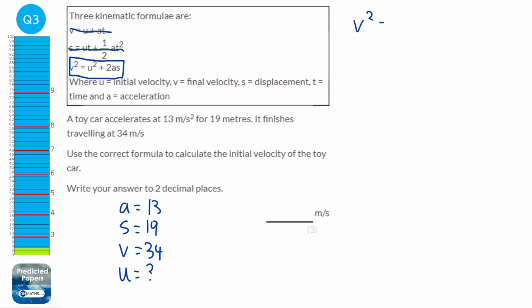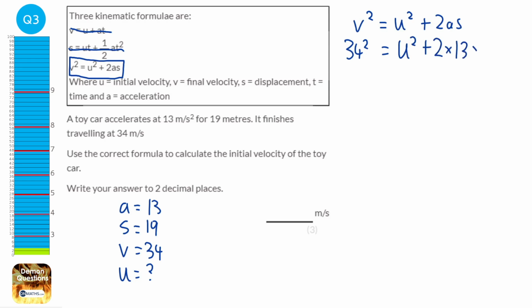v squared equals u squared plus 2as. So that would be 34 squared equals u squared, because that's the one we're looking for, plus 2 times 13 times 19. Okay, so let's just work these parts out. And so we've got 2 times 13 times 19, which is what, 494.